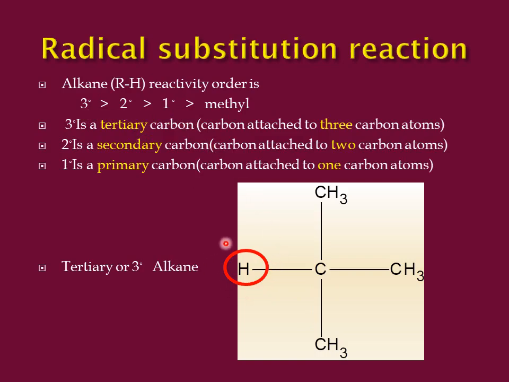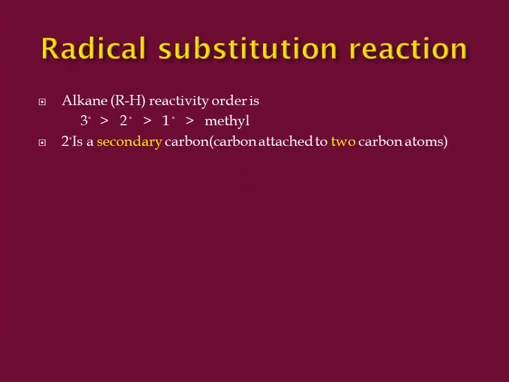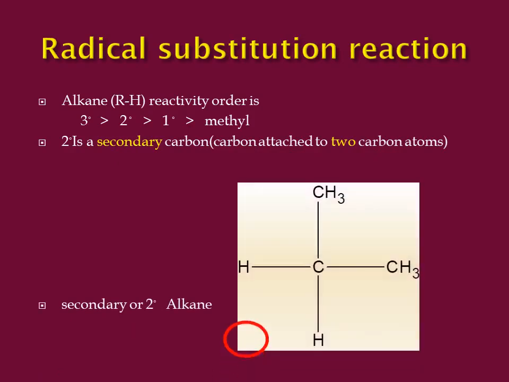Secondary carbon atoms show less reactivity as compared to tertiary. A secondary carbon atom is a carbon that is attached directly to two carbon atoms. For example, you can see that in this structure, the central carbon is directly attached to two carbon atoms, making these hydrogen atoms a little less reactive as compared to tertiary, because over here the strain or the crowding is a little less as compared to that of tertiary carbon.